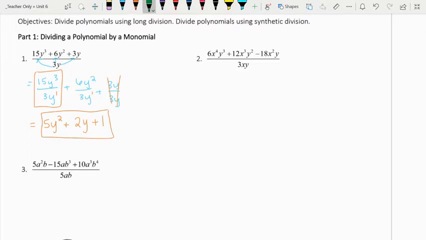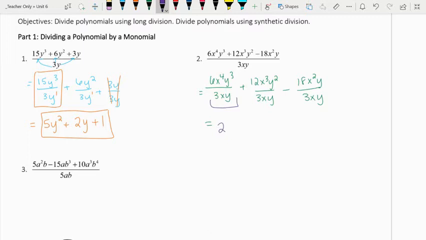So we would do the same process in number 2. 6x to the fourth y to the third over 3xy, plus 12x to the third y squared over 3xy, and then minus 18x squared y over 3xy. At this point, again, we're going to take each piece. So the first one, 6 divided by 3 is 2. x to the fourth divided by x to the first, or 4 minus 1, is 3. It goes where the bigger one is. And then we have y to the third over y, which gives me y squared.